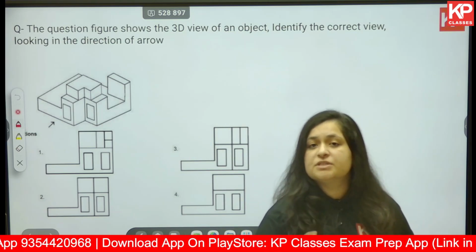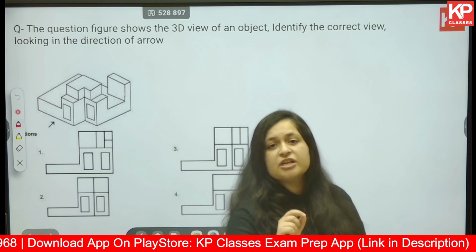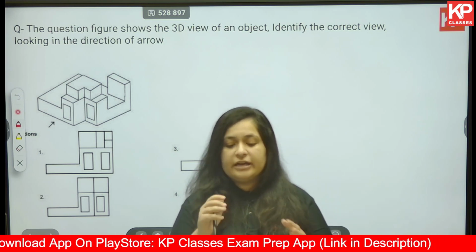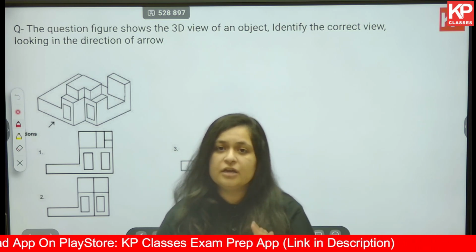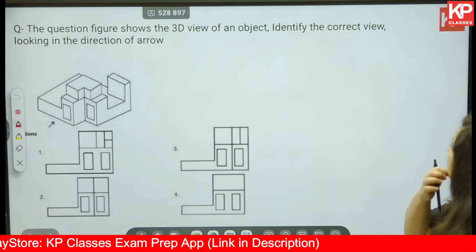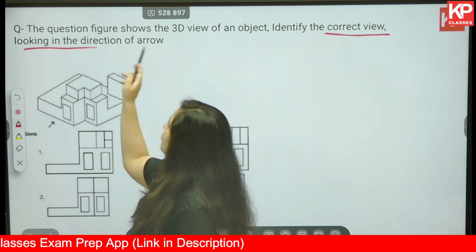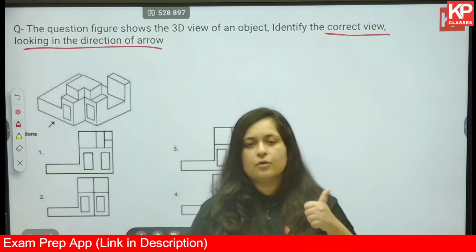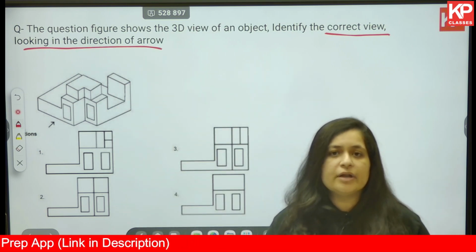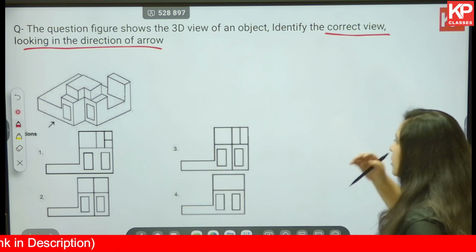Questions, be very observant. Look at each and every line clearly, look at each and every object clearly, and look at each and every 2D shape very clearly while solving these type of questions. Second one, identify the correct view looking in the direction of the arrow. As I told you, either the arrow would be given, so you have to answer according to that, or the top view would be directly mentioned and you have to answer accordingly.